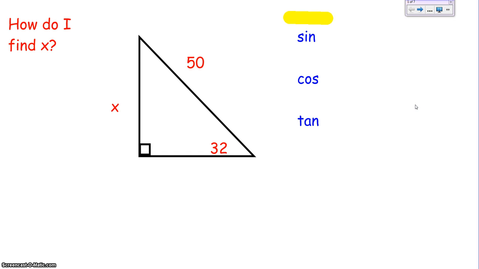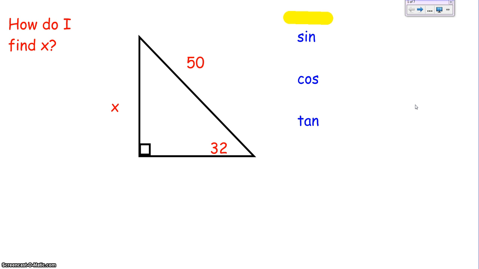So far, we've learned how to find missing angles and sides using the tangent ratio. Now we're expanding to the other two ratios, which were sine and cosine. On the first day when we were talking about trigonometry, we talked about that the sine was the opposite over the hypotenuse, and that cosine was the adjacent over the hypotenuse.